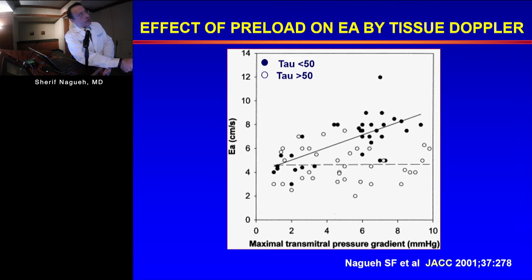You're looking here at the transmitral pressure gradient measured by a catheter in the LA and the LV, and we're looking at the early diastolic velocity. The solid line and the solid circles show the relation between the pressure gradient and the velocity, and you see a direct relation in the setting of a short time constant, that is, in the setting of a normal LV. However, in the setting of a prolonged time constant, so LV dysfunction, you are looking at the interrupted line and the open circles, and you see a scatter plot of points, not much of an effect of a transmitral gradient on the early diastolic velocity.